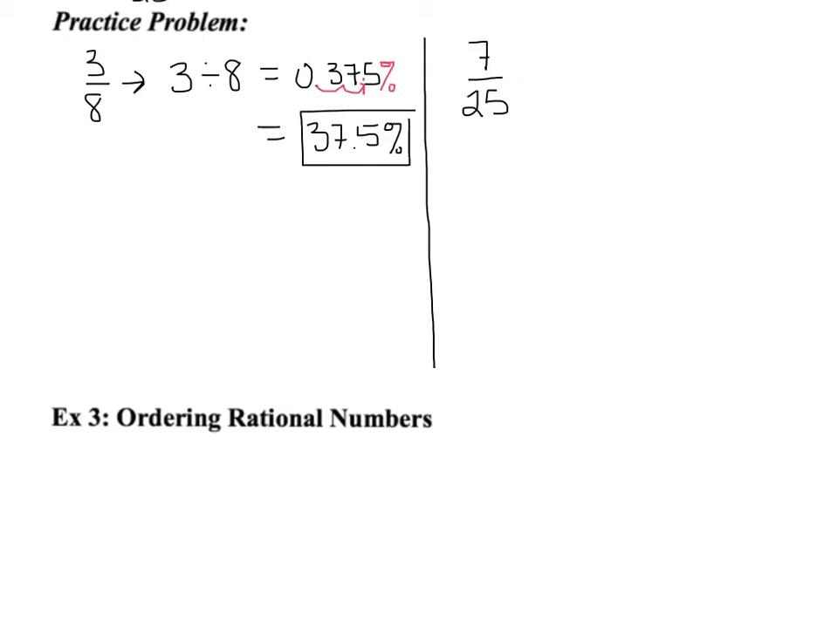Now looking back at 7/25, well, 25 goes into 100. So I can use that compatible number and equivalent fraction method. 25 times 4 gives me 100. And whatever I multiply in the denominator, I also have to do to the numerator. So 25 times 4 is 100, and 7 times 4 is 28. 28 out of 100, percent means out of 100. So 28 out of 100 would be 28%. How'd you do?